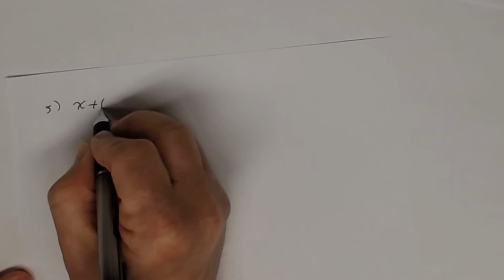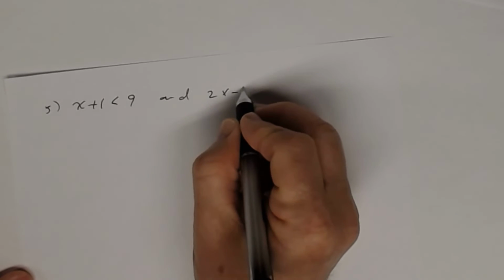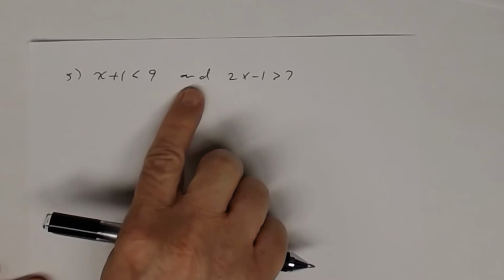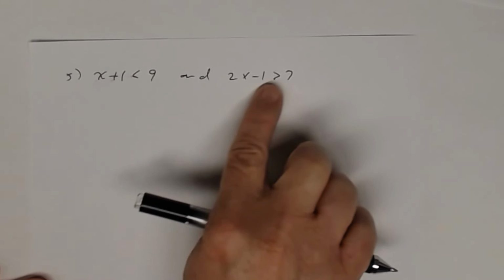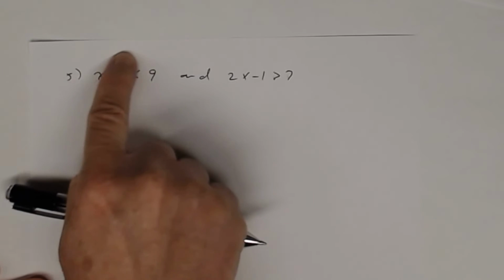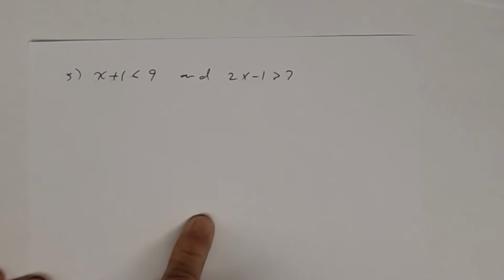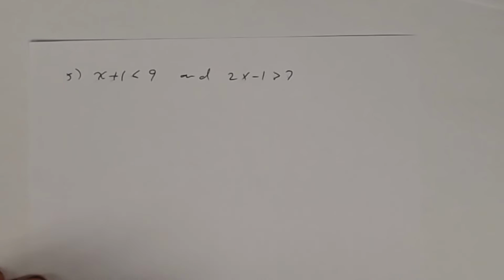Okay, let's go to number 5. So number 5, we have x plus 1 is less than 9, and, so there's that and statement, 2x minus 1 is greater than 7. All right, so remember, whenever you're dealing with an and statement, to solve this compound inequality, you're trying to find all the values for x that will make this inequality and this inequality true at the same time. So you're going to find solutions that satisfy both at the same time.